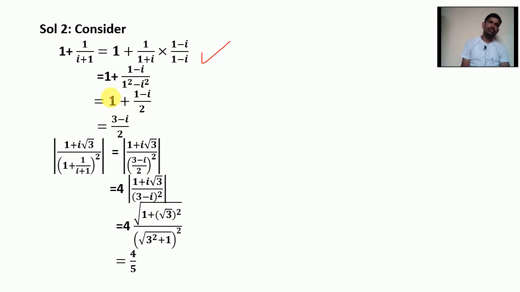Take the LCM. 2 into 1 is 2, 2 plus 1 is 3 minus iota by 2. So we got the result for only the part in the denominator. Substitute here, that is (3 minus iota by 2) whole square, and now apply the modulus.